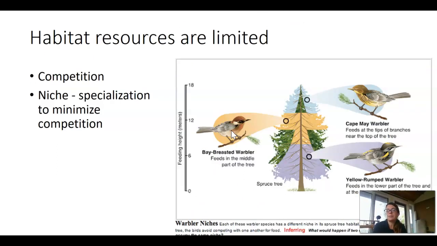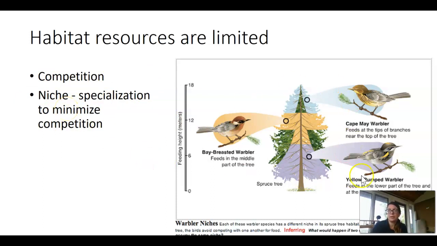again. Habitat resources are limited. So when you are developing your habitat diorama, you may want to think about, is there any competition happening? Is there more than one of the same kind of animal, and are they competing for resources? Are they competing for food? Are they competing for the good shelter spots? Now, some animals develop what we call a niche to minimize competition.